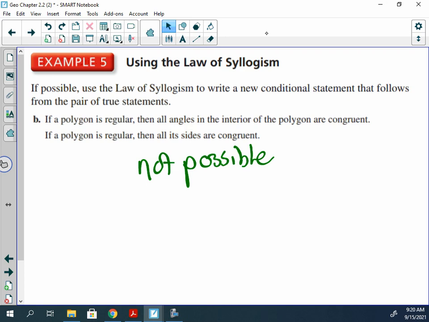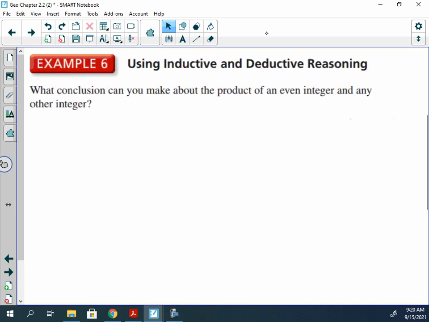Any questions on this so far? Any questions on anything we've done so far? We're pretty good with most of this here.